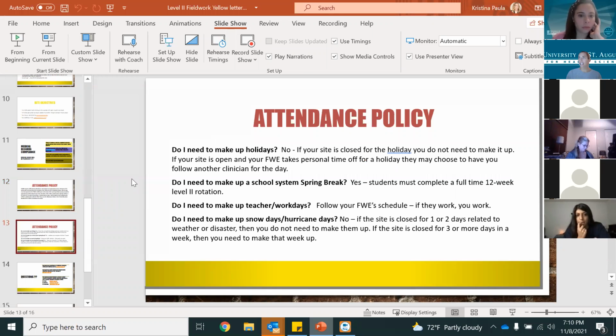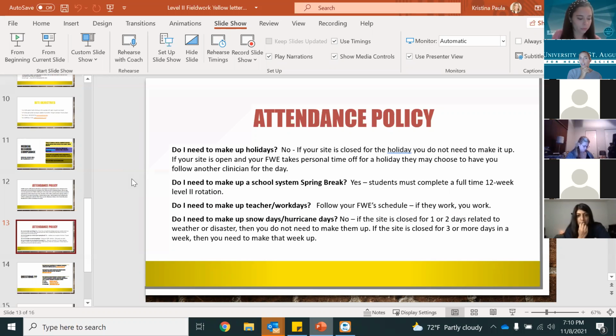Holidays. If the site is closed for a holiday, you don't have to make up the date. So if they're closed for Veterans Day coming up, students wouldn't have to make up the date. If schools are on spring break, so some of you might be in the school system or your pediatric site might close for the entire week, we would then have to add on a week at the end, so you have the 12 full weeks. Teacher work days, you would not need to make up.